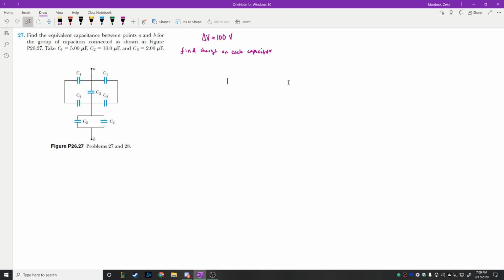Okay, it's 7 o'clock, so let's try to solve these. What about just the first part, the equivalent capacitance? Did anyone get an answer for this one? Anyone brave enough to type what they got in the chat? 6.05. Anybody else get the same thing? Yeah, good. That's really good.